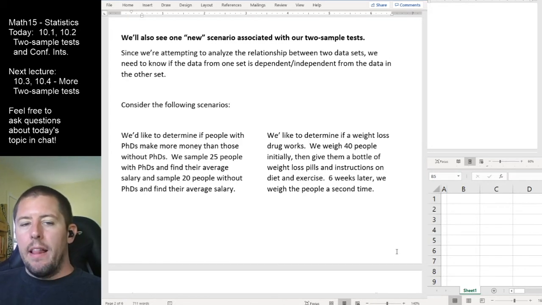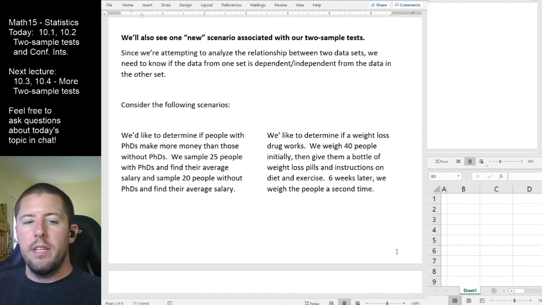When we're trying to analyze the distinction between 2 samples, we need to know if the data that was drawn for the first sample is independent or not from the data that was collected associated with the second sample. So let's make a distinction between these 2 scenarios, independent versus dependent, with 2 examples. In the paragraph on the left, we're discussing the average salary of people with PhDs versus people without PhDs. We're asking, do people with PhDs make more money?